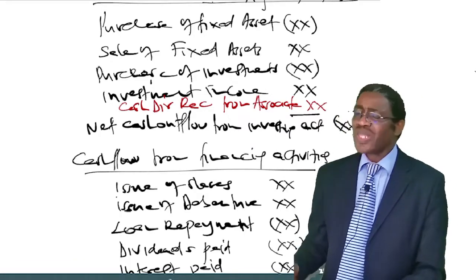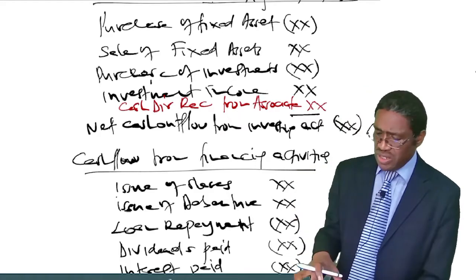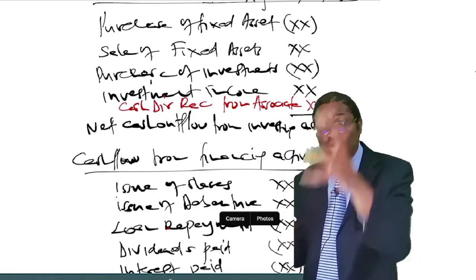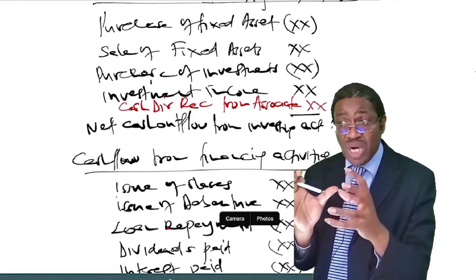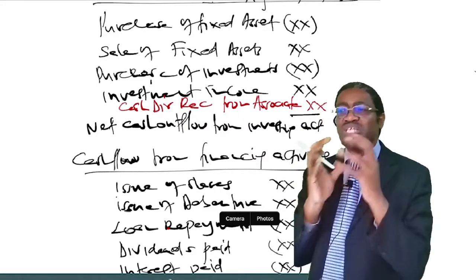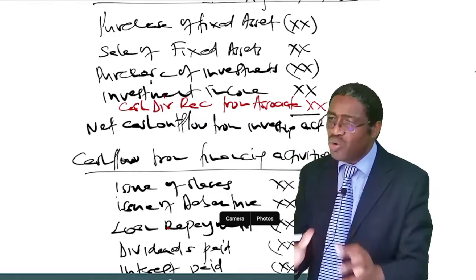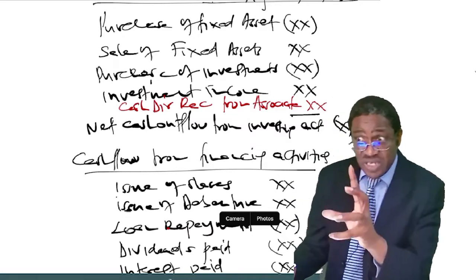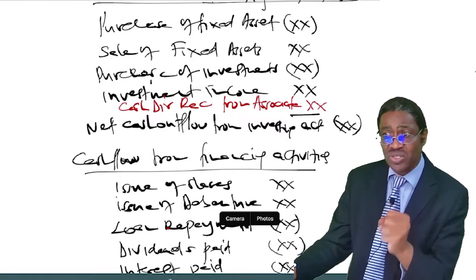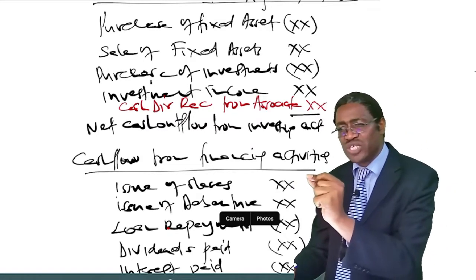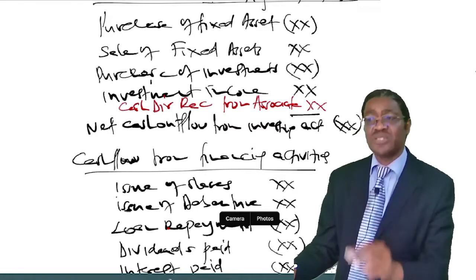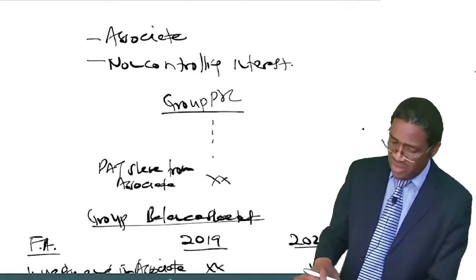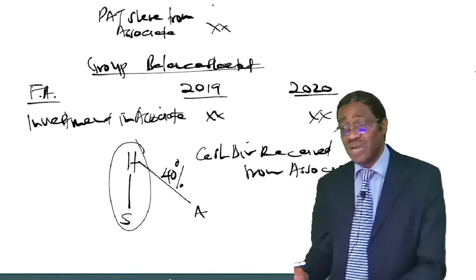Okay? Now what remains is this. How do you calculate it? We have only said that, in the relationship between the group and its associate, when it comes to cash flows, you determine the cash dividend that we as a group received from our associate. Once you get that cash dividend, take it to the group cash flow statement as an investing activity. But now the question comes, how do you determine that cash dividend received from your associate?